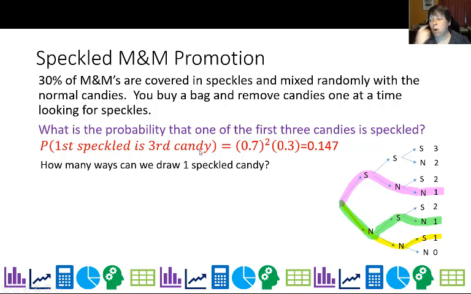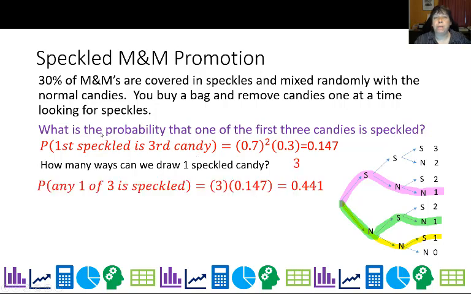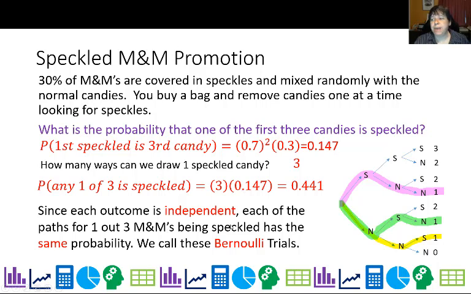So anyways, the whole point of drawing this tree was to figure out how many ways I could get one speckled candy. Well, there are 3 ways. So I can just go ahead and multiply if I want the probability that any of the candies are speckled. Since all the probability calculations are the same along these paths, I just multiply the probability for one of them times 3. Since each outcome is independent, each of the paths for 1 out of 3 M&Ms being speckled has the same probability. We call these Bernoulli trials.